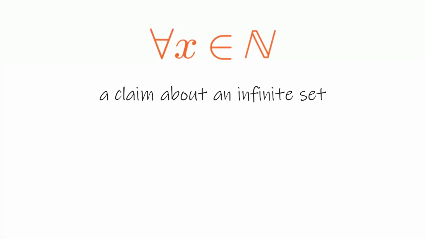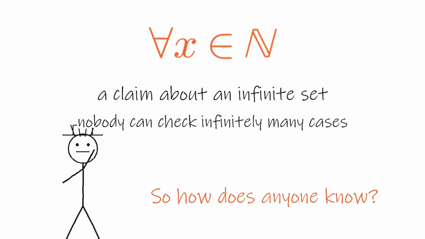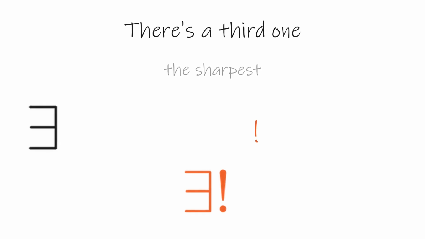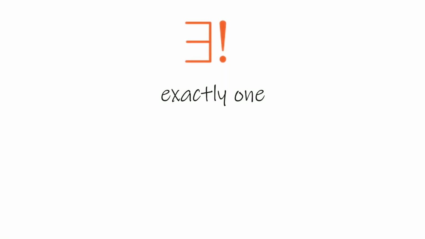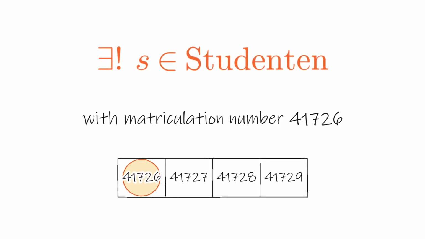The universal one claims something about an infinite set. Nobody can check infinitely many cases. So how does anyone know? There's a third one, the sharpest. You put an exclamation mark after the existential quantifier. That means exactly 1. Not at least 1. 1 and no more. There exists exactly one S in student, with matriculation number 41726.